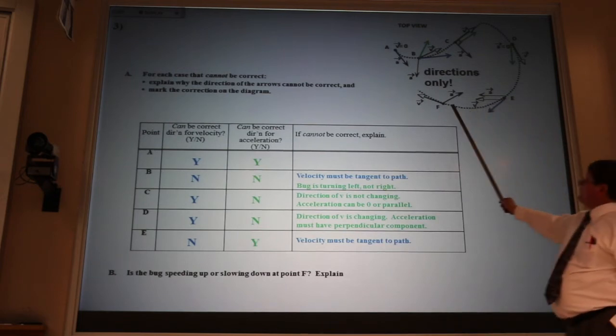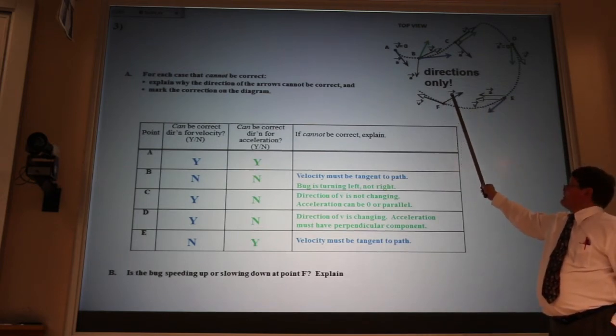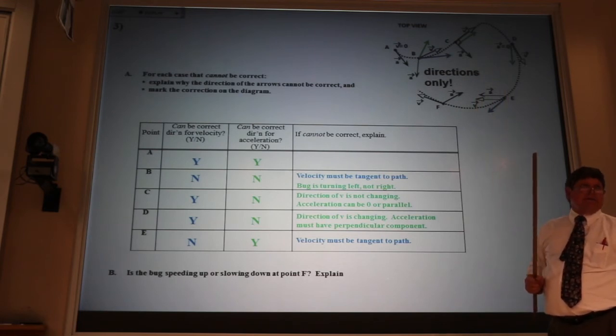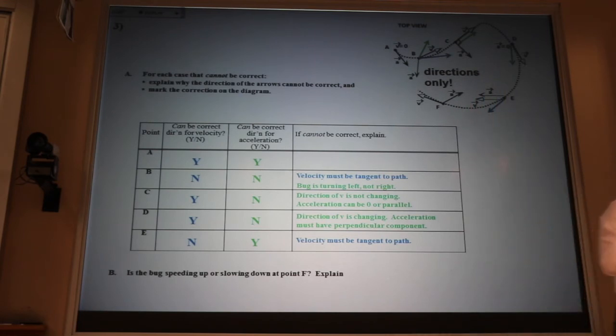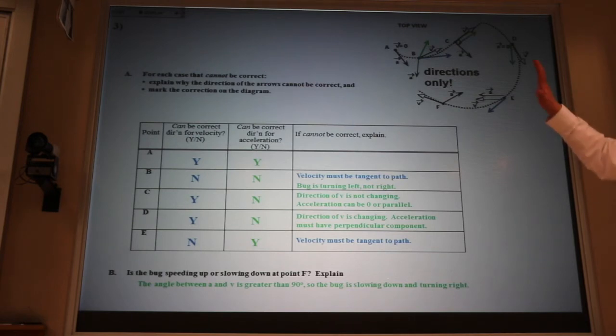Now, we are told in the problem that the student got these vectors right, correct. What's the bug doing there? Slowing down. Slowing down and turning right, okay? Slowing down and turning right. Good. Okay. Now, you've noticed, if you've looked at the sample exams, that every single sample exam has one of these two-dimensional acceleration problems, where you have to give the direction of the acceleration relative to the velocity vector. Okay?